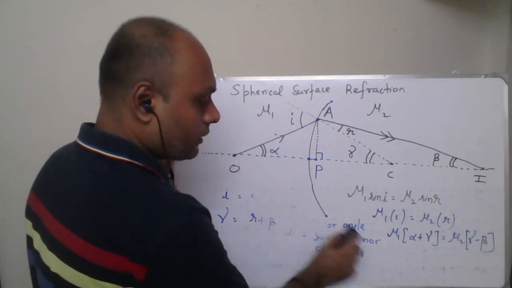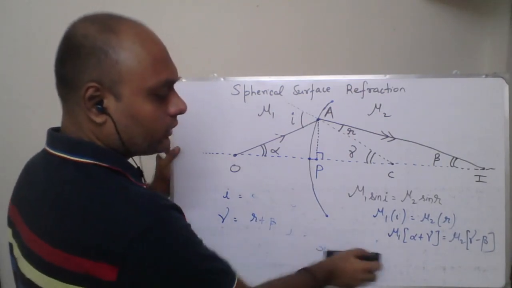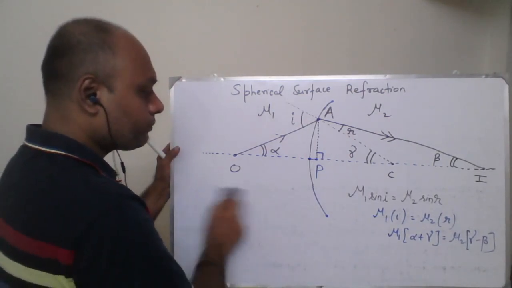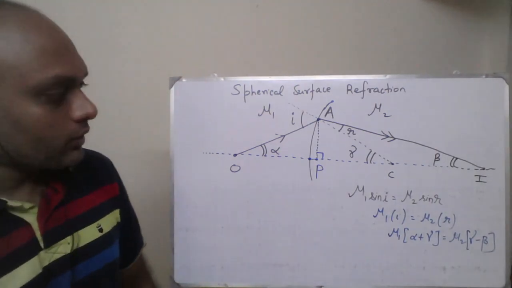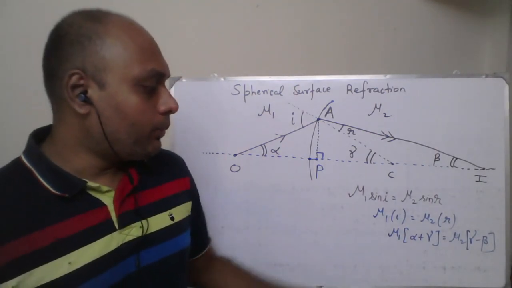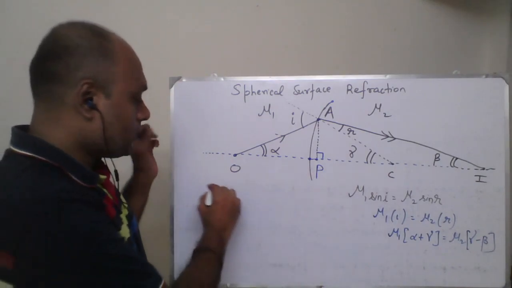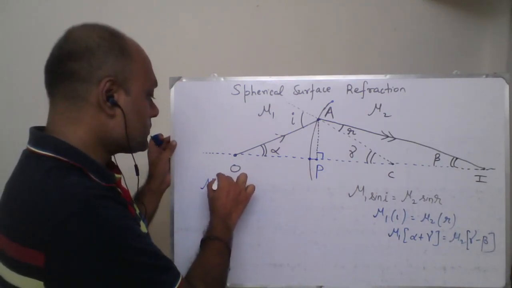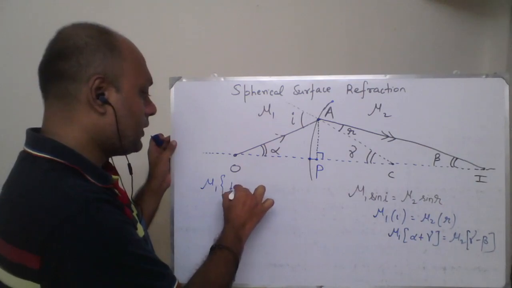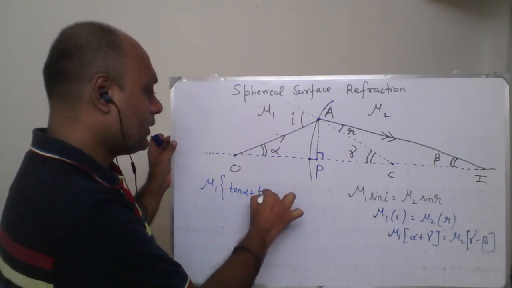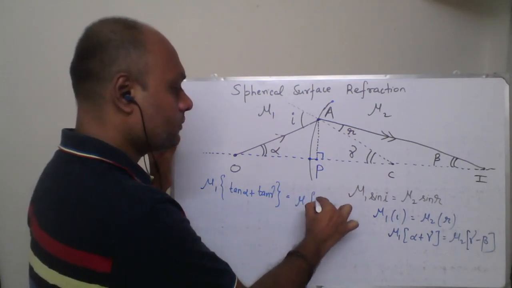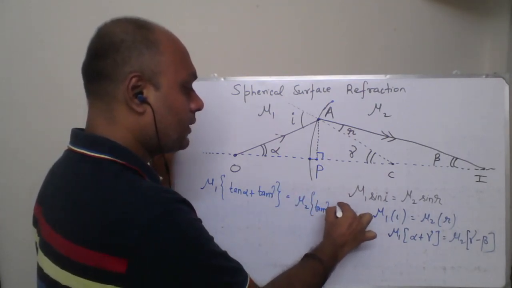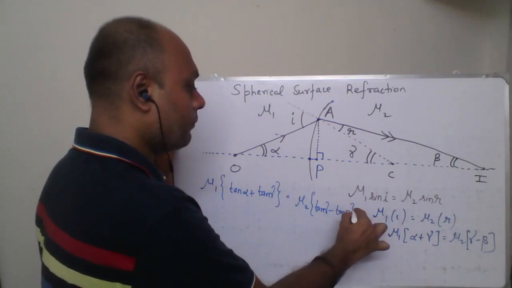So I hope you would have definitely made note of it. If not, you can just pause the video and make note. So I am just creating some space for me to work. Now I am going to replace alpha with tan alpha. I will write it out. So mu1 times, I am going to replace alpha with tan alpha, gamma with tan gamma. Similarly on the right hand side also, mu2 times, gamma replaced with tan gamma, beta replaced with tan beta.